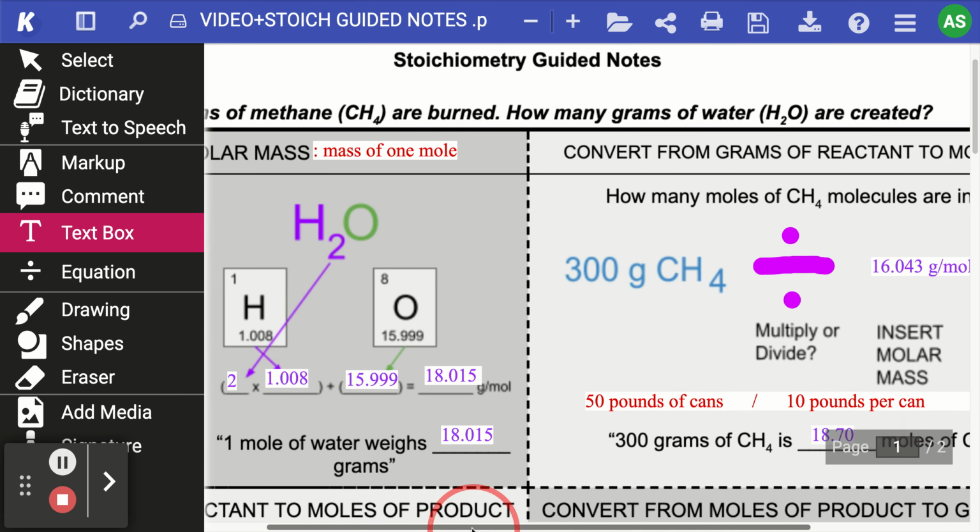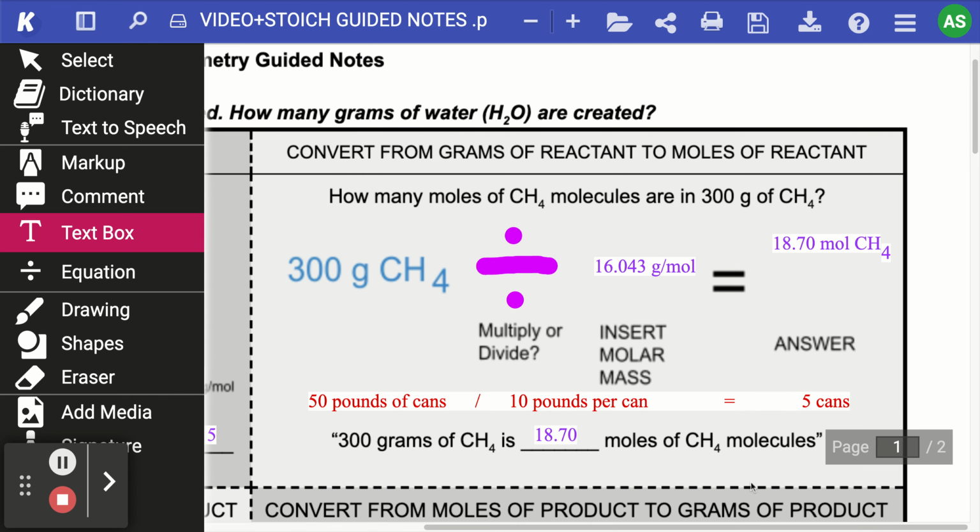Math is shown here. In our second video, we talked about how to convert our 300 grams of methane into moles of methane. And we did that just like we did this problem in red down here. If I have 50 pounds worth of cans, but I know that each can is 10 pounds, clearly I have 5 cans. And I did that by dividing. I'm going to do the same thing up here with the chemistry. 300 grams of methane divided by the molar mass, which is my grams per group, will tell me how many groups I have. In this case, 18.70 moles.